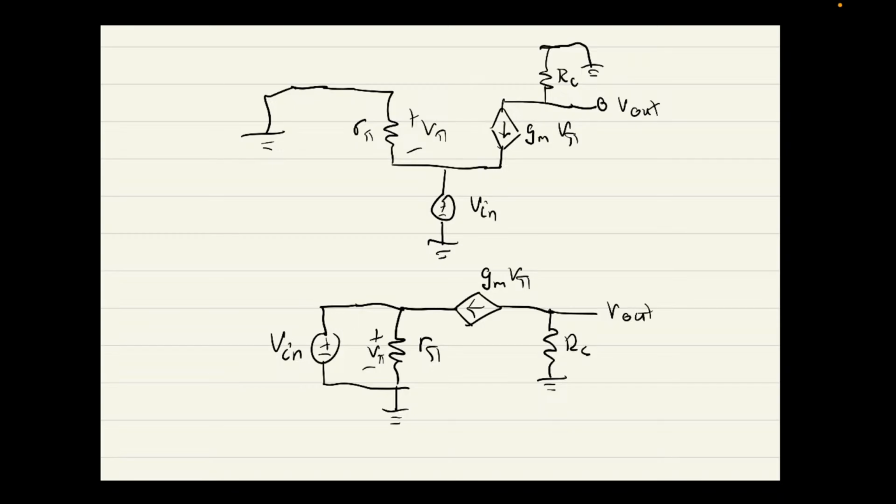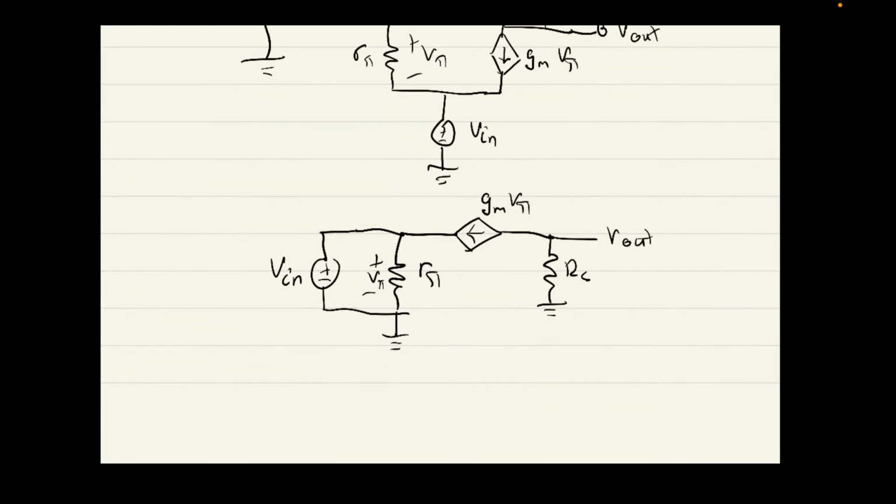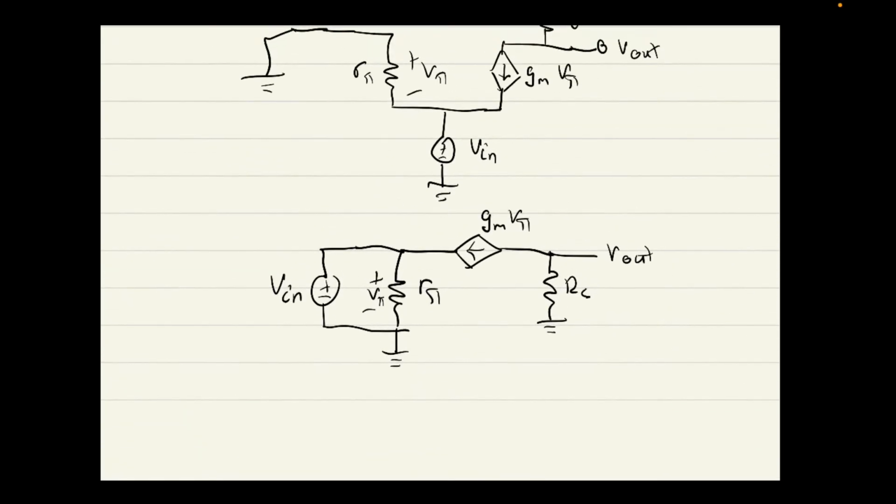Okay, let's quickly, I'll leave out the KCL equations over here because we're a bit struggling on time. So I'll leave that for the viewer to do, but essentially we get V out over V in is GMRC.